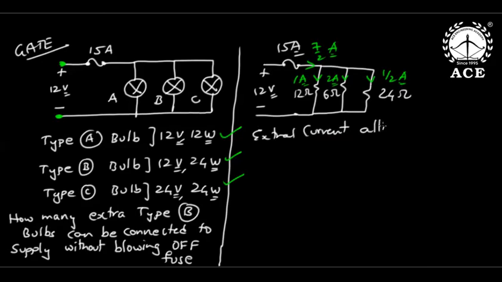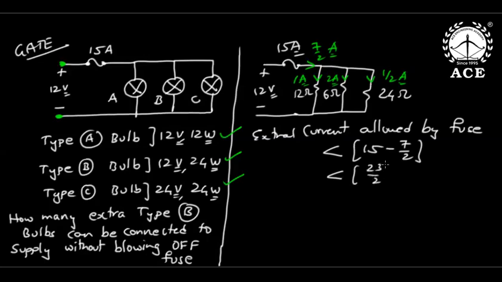by the fuse. Allowed by the fuse is how much? Strictly less than 15 minus 3.5. Not equal to. You cannot put equal to. Equal to means it will touch 15, then it is dangerous. So strictly less than 15 minus 7 by 2, that is strictly less than 23 by 2. Yes or no? Strictly less than 23 by 2.